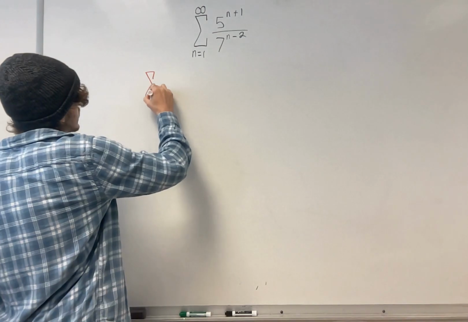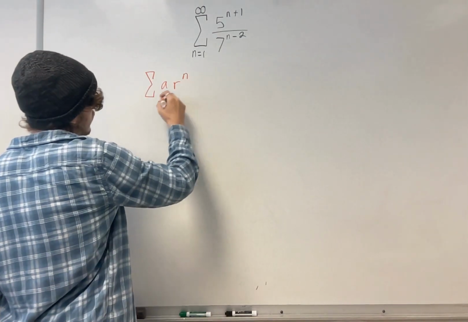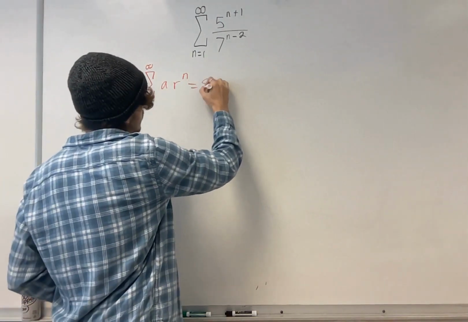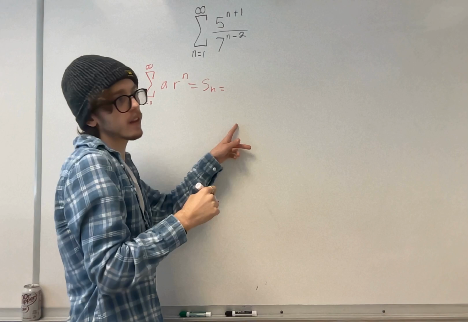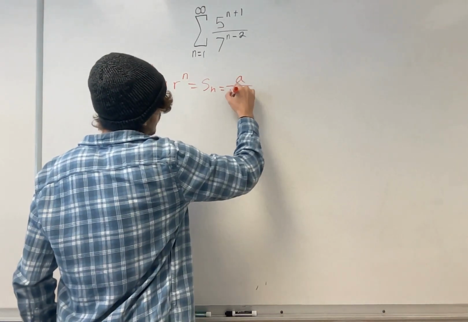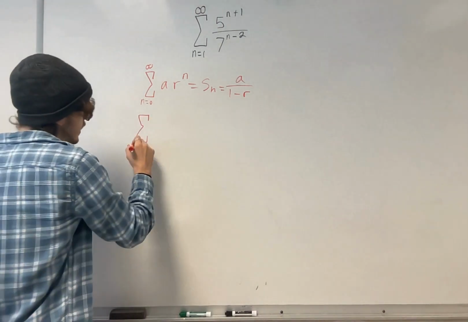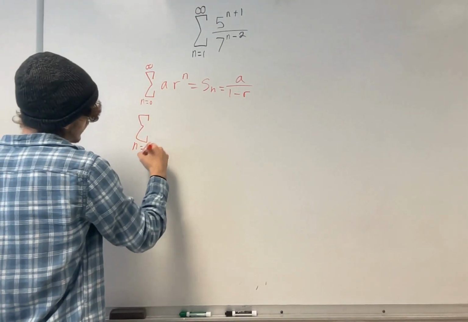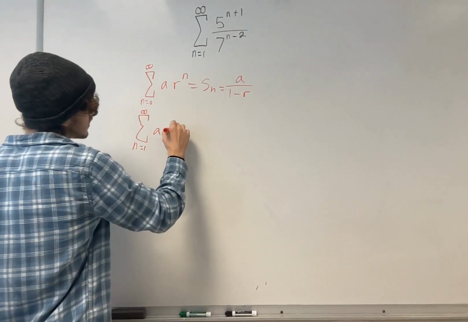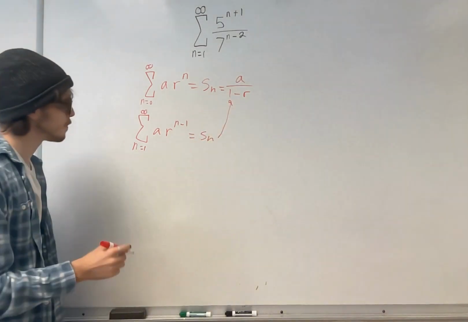The geometric series says if I have a constant a times r to the n, and if I start at 0 to infinity, the sum of all these values, or the sum to an infinite number, is equal to a over 1 minus r. If I increase my index to n equals, for example, 1 to infinity, well, this is a times r to the n minus 1 equals our sum.